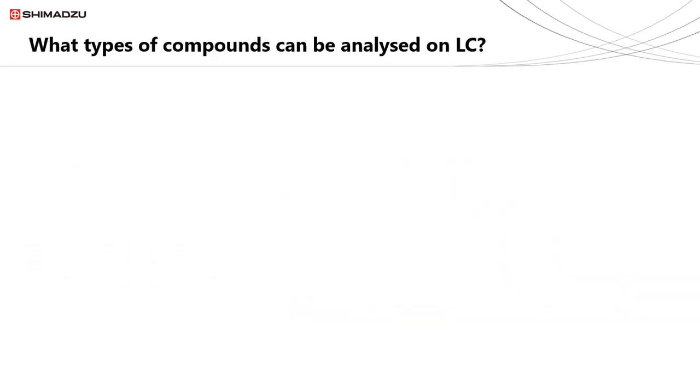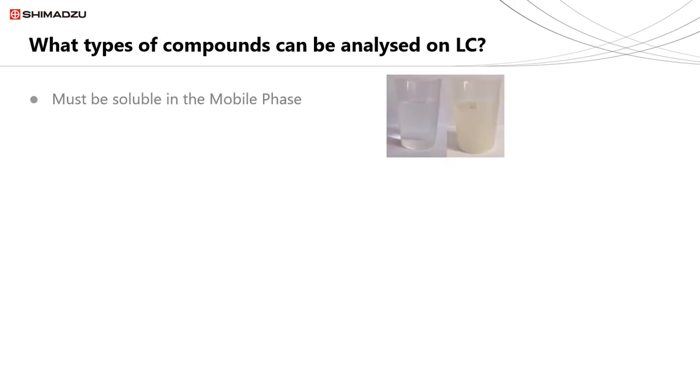We have looked at how our compounds separate, but what types of compounds can we analyse? Firstly, they must be soluble in your mobile phase. If they are not soluble, then instead of a liquid moving through the column, small particles will begin to drop out of solution, and these will block those narrow pathways within the column.